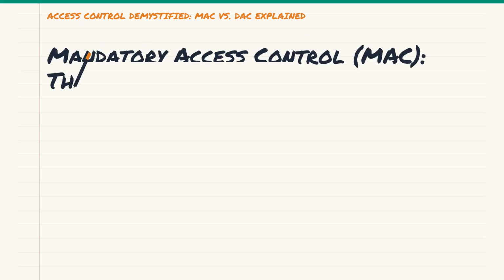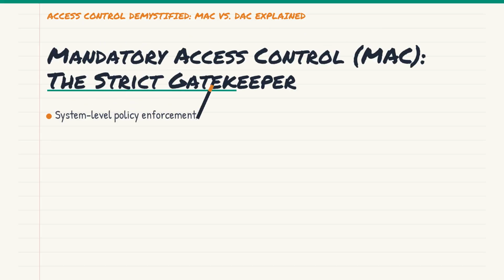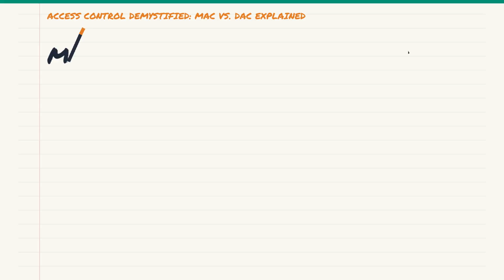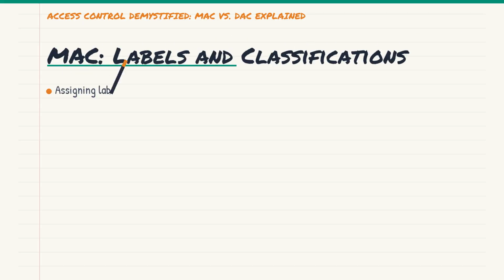Alright, let's talk about mandatory access control, or MAC. This is where things get pretty strict. In a MAC system, the system itself enforces security policies. It doesn't matter what the data owner wants, the system makes the call. This is super common in environments where classification is paramount, like, say, a military research facility where different levels of clearance are absolutely non-negotiable. The magic behind MAC lies in labels.